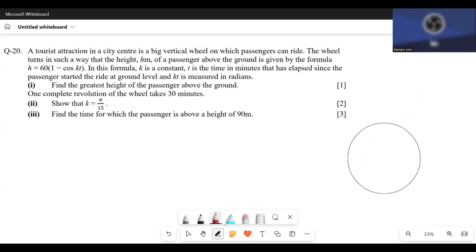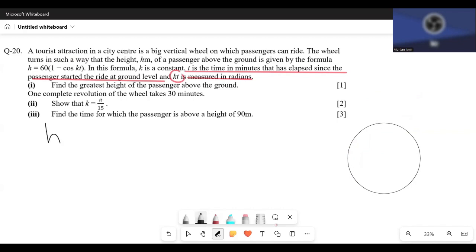The passenger starts the ride at ground level, t is the time in minutes that has elapsed since then, and kt is measured in radians. Find the greatest height the passenger can move above the ground.